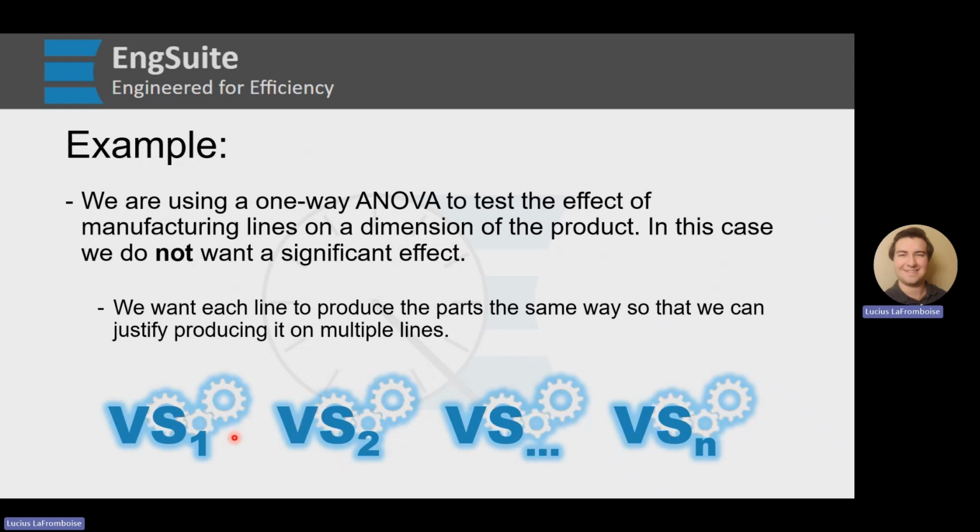We want our product to come out the same whether it's on value stream 1, 2, 3, or infinity because we want, as a manufacturer, to be flexible so that we can use the flexibility of our value streams to keep up with scheduling. So that's an example that shows you why ANOVA isn't good or bad. It depends on your scenario.